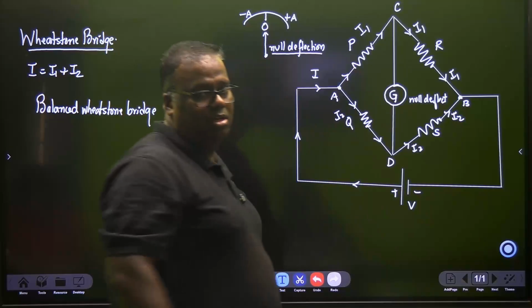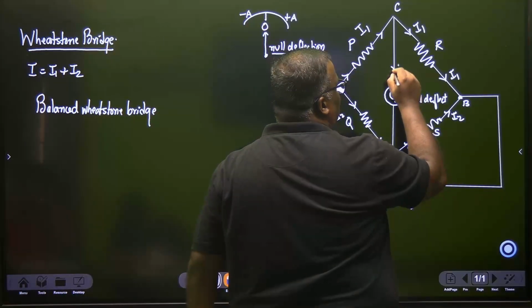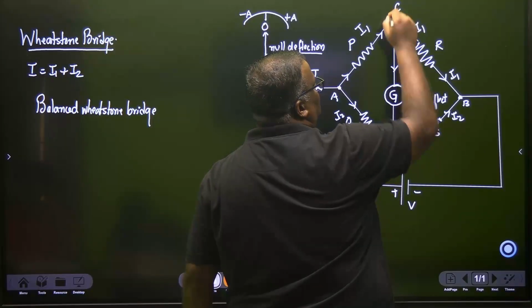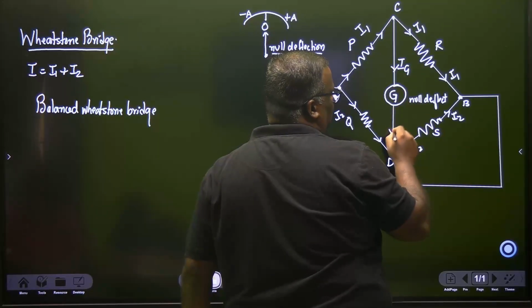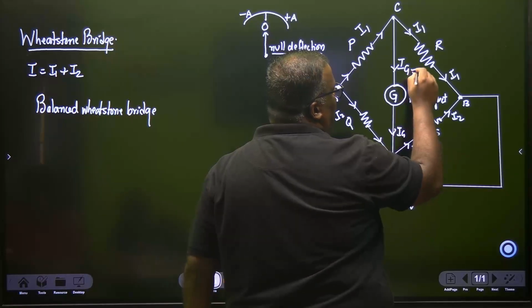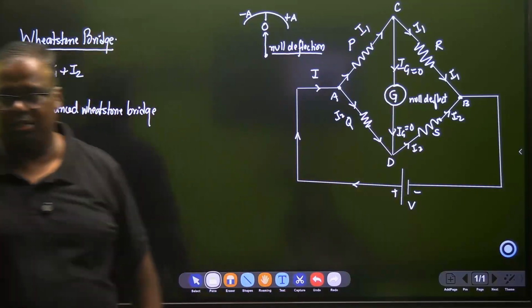That means, I have created another junction out here now, C. So there should be one more current here called IG. Do you agree or not? And this IG will be reading as 0. This is called the balance of the Wheatstone bridge. There is no current flowing in this part.